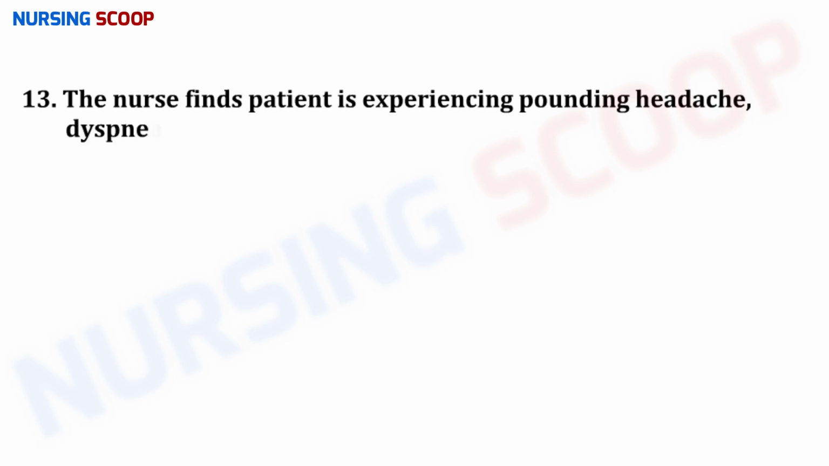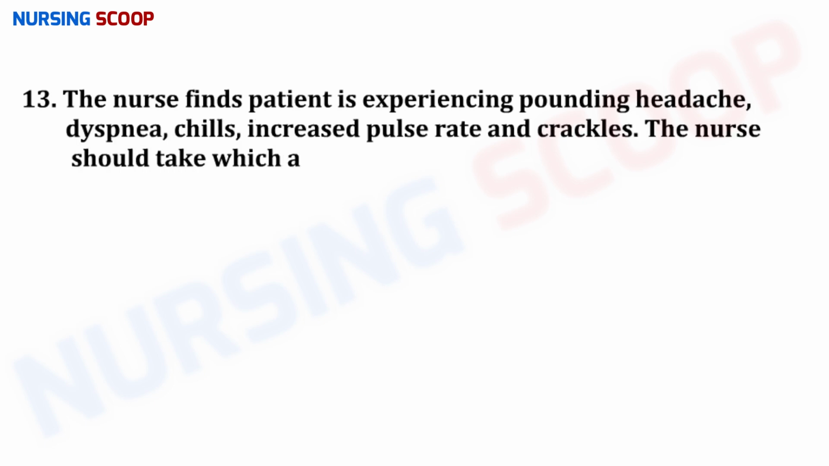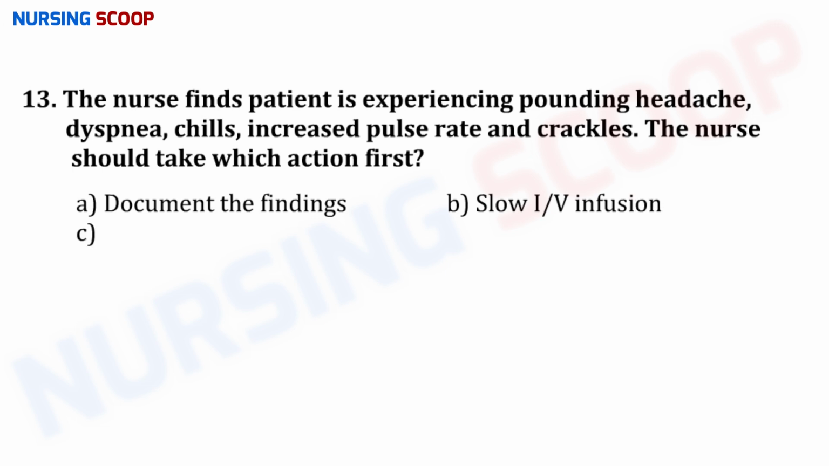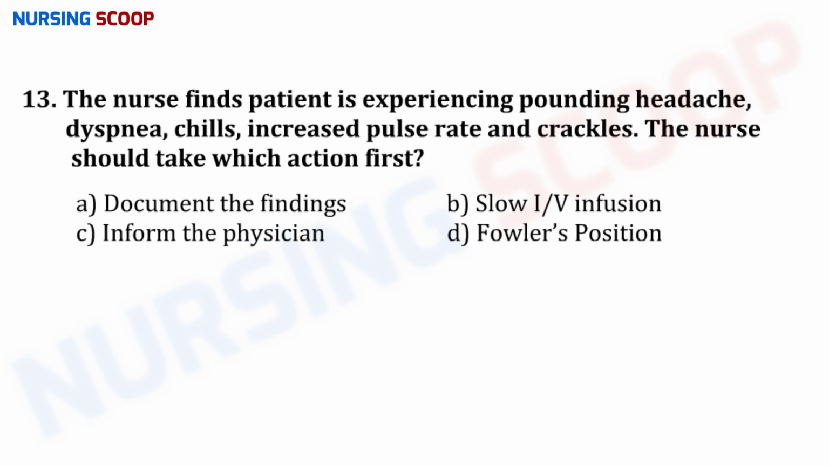So with this, moving to the last question of today's video. The nurse finds the patient is experiencing pounding headache, dyspnea, chills, increased pulse rate and crackles. So the nurse should take which action first? Options are: document the findings, then slow the IV infusion, then inform the physician, or Fowler's position. So here the right answer is option B, that is slow the IV infusion.